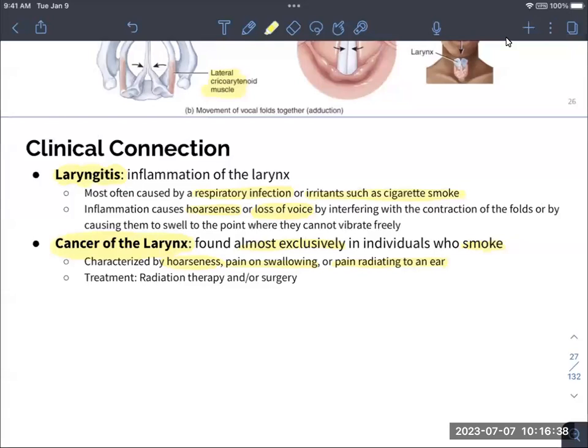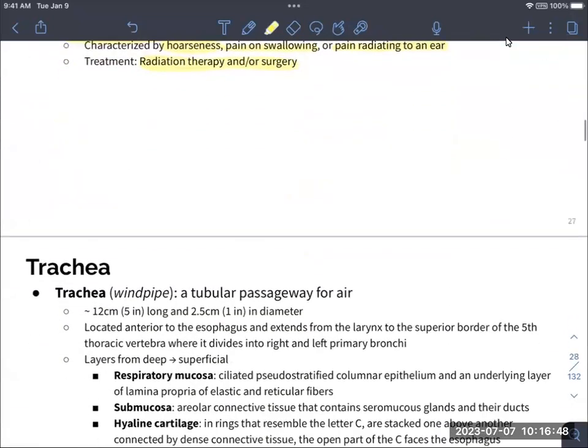They may have to have part of that larynx removed, or they would do some sort of radiation therapy to try to get rid of those cancerous cells that are growing in that area.